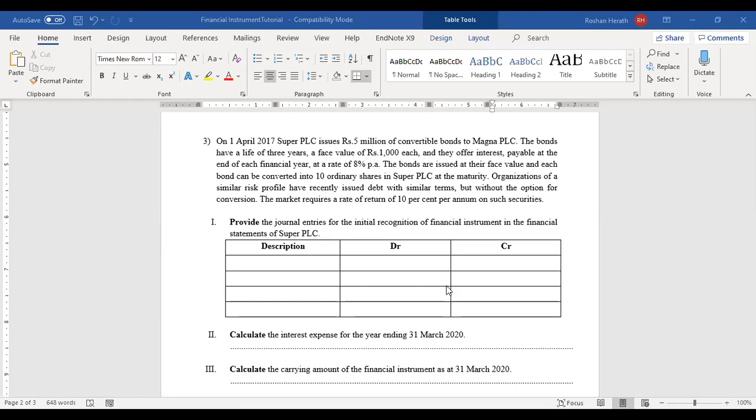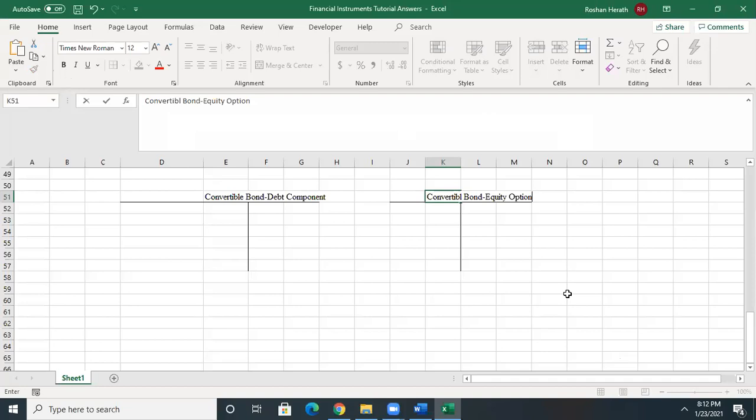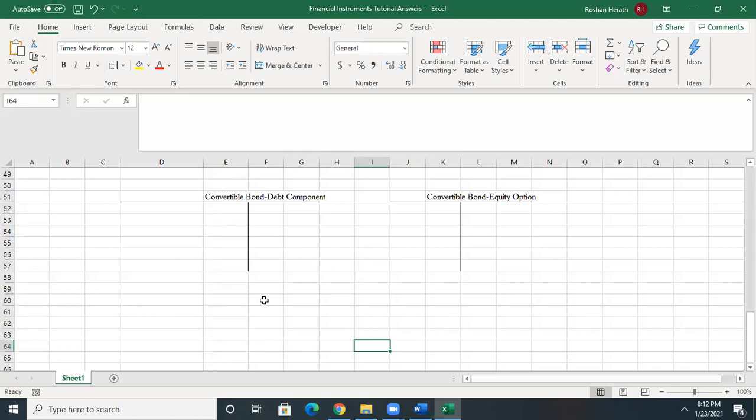So again, we can only see the word document. I said so. So I thought that I have. Oh, sorry for that. Right. Thank you very much for that. Okay. Now I think you can see that it's convertible bond, debt component, and the equity option. Right. Okay. So how we can do?